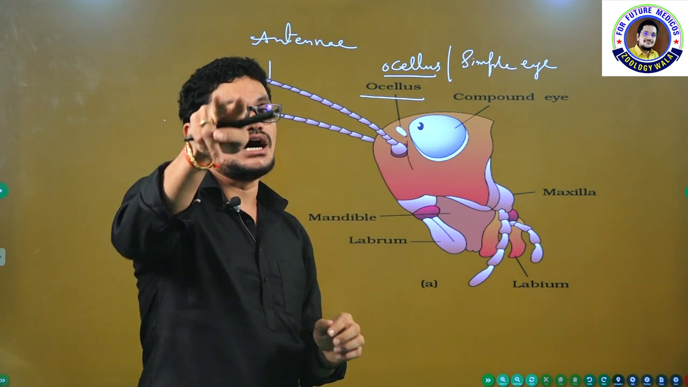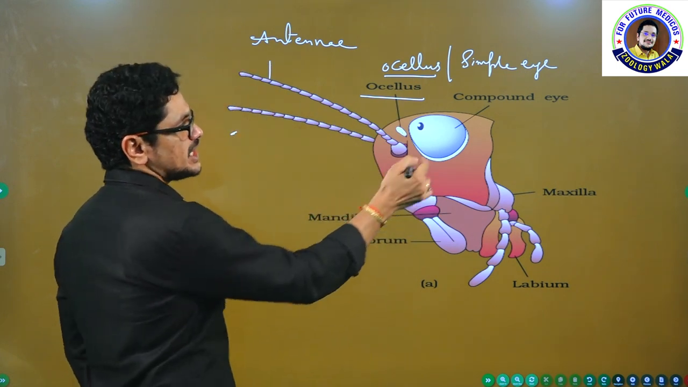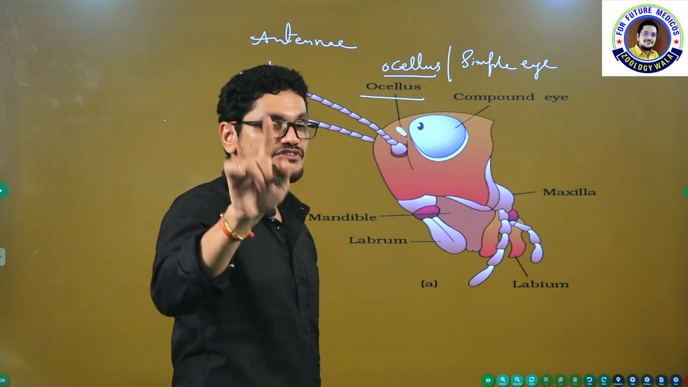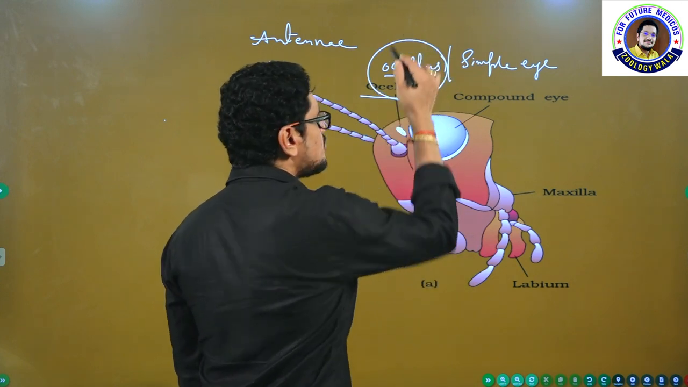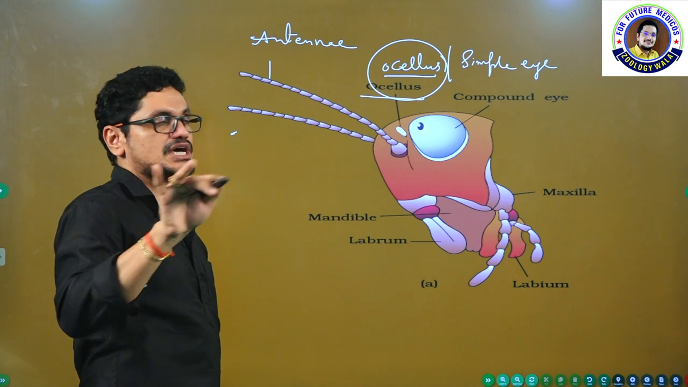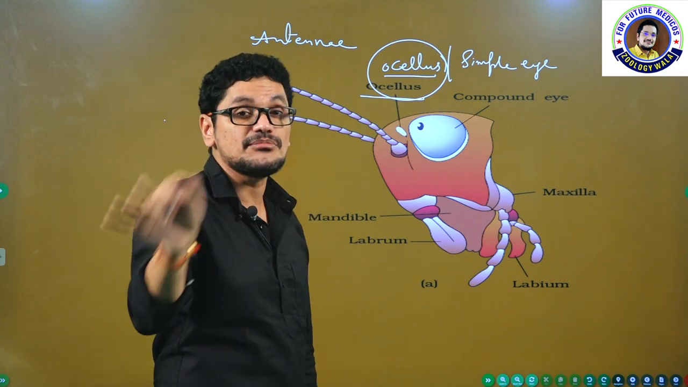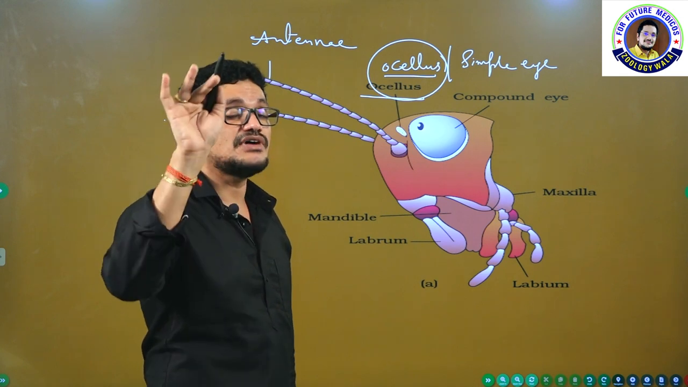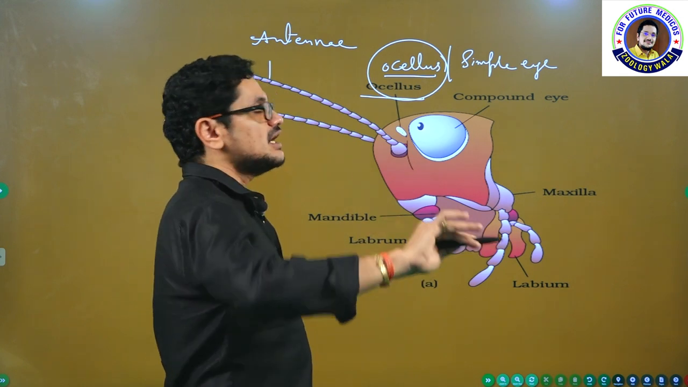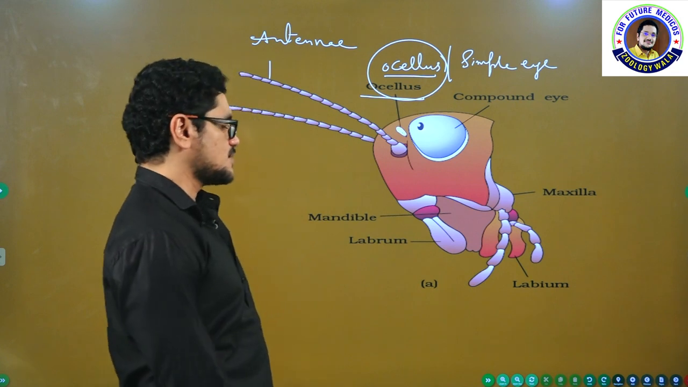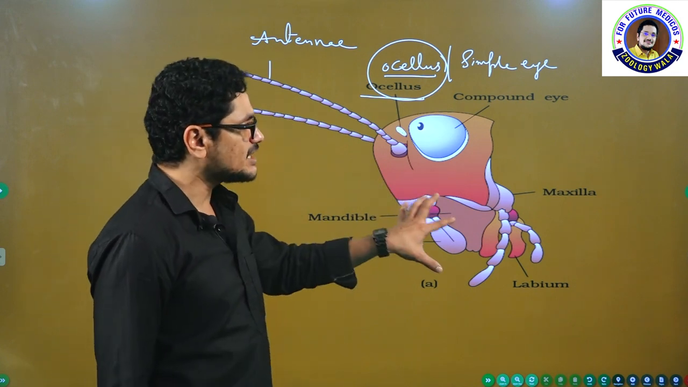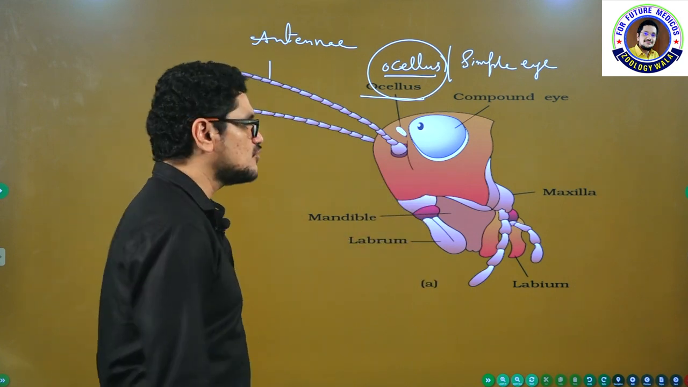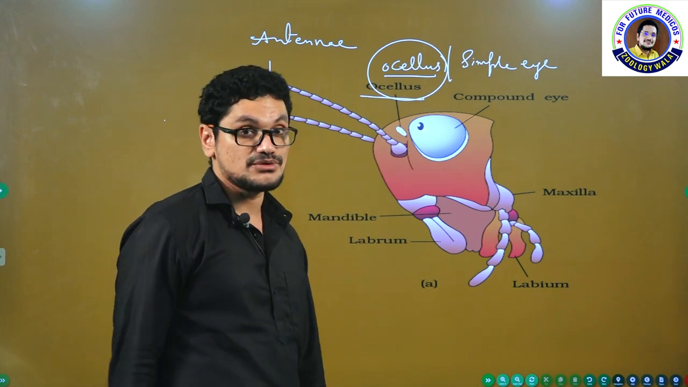Not to see the object. In order to see the object, the compound eyes are there, which are very much essential. Ocelli are not useful for formation of image, but compound eyes are essential for receiving light of any external source. Okay, and now see, this diagram is very important from the NEET point of view. Why? Because diagram oriented questions also may be there.